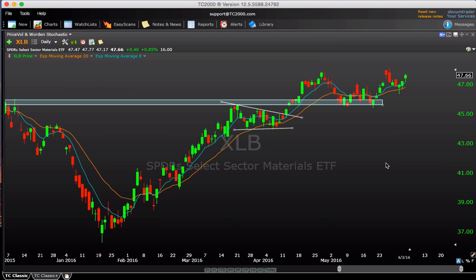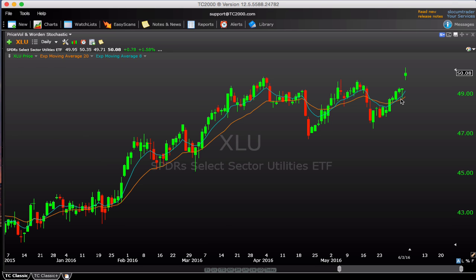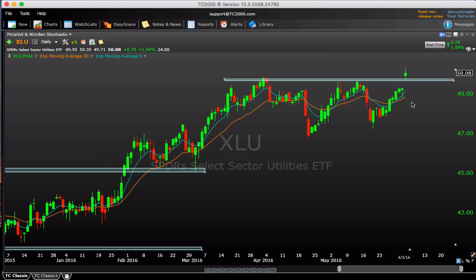On the other hand, XLB, the materials, had a nice session for the most part here on Friday, closing up almost 1% and getting back to recent highs here. So that is constructive. Otherwise, all the other sectors, utilities had a huge bid on Friday as well. Again, tied to that whole theme of rates and what the Fed's decision is going to be heading into June and July meetings. So that's pretty much the standout changes there on Friday.